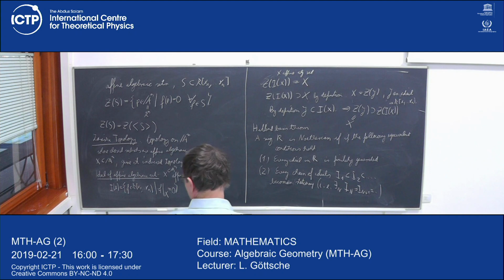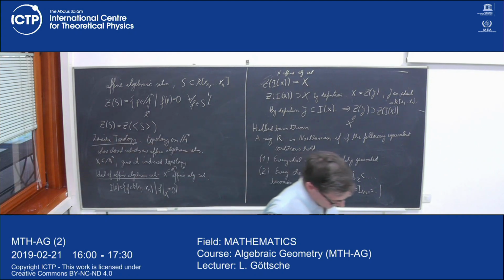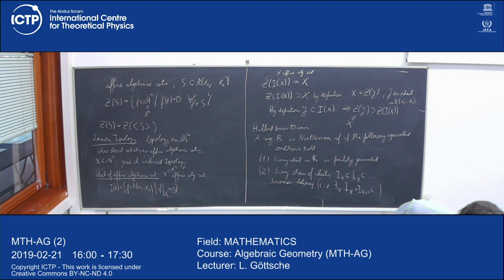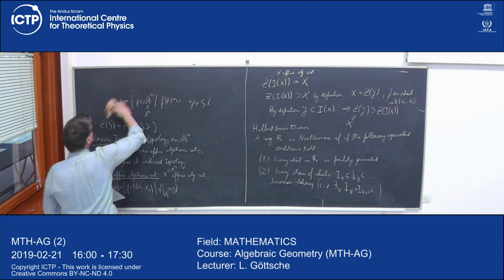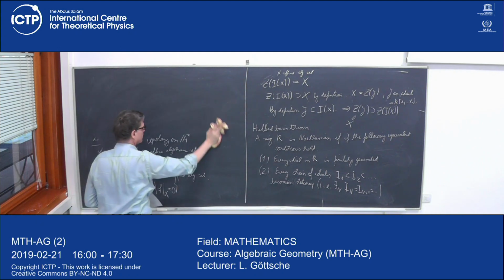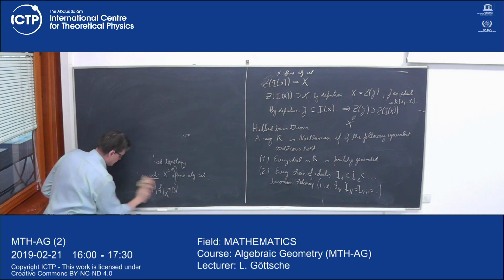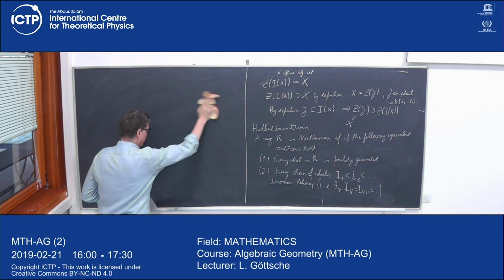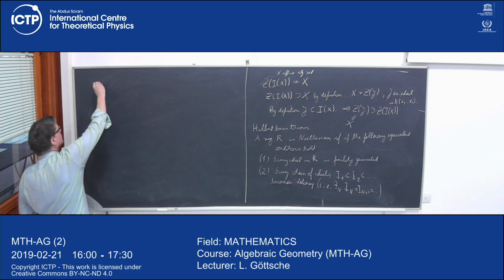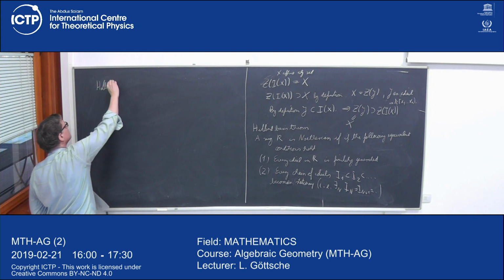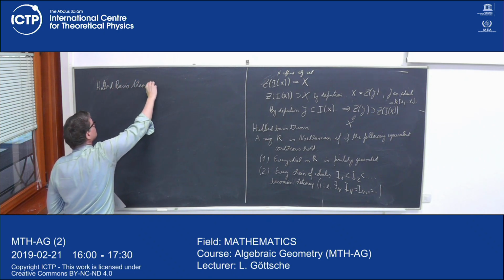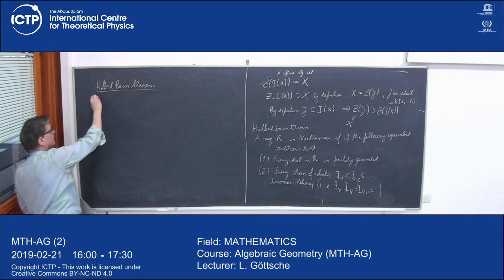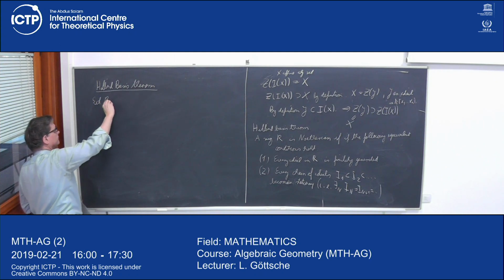Okay, so this is where we were, and now we want to show that k[x1,...,xn] is Noetherian. So I will do something slightly more general because it's easier. So the Hilbert basis theorem says the following: let R be a Noetherian ring.